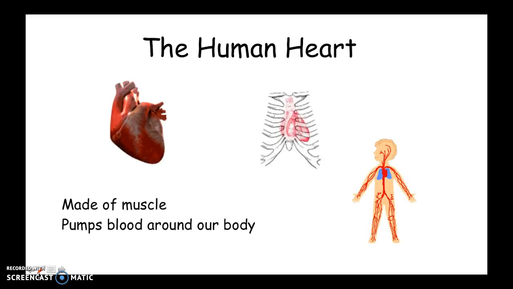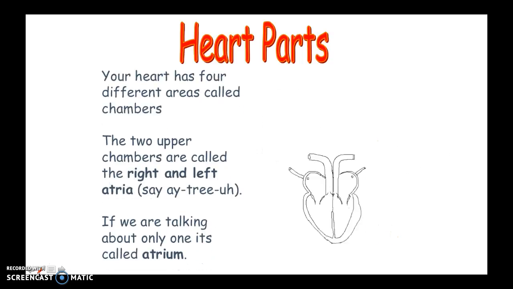All right, the human heart is a muscle, and the purpose of the heart is to pump blood around our bodies. There are 4 different chambers in the heart. The 2 upper chambers are called atria, and if you're only talking about one, it's called an atrium. So you have a right atrium and a left atrium. When you talk about them together, the plural term is atria, the singular term is atrium.